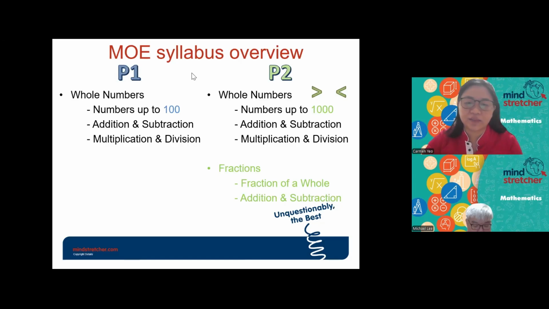So you see the same thing repeats itself in primary 2. But now, instead of numbers up to 100, they will learn numbers up to 1000. In primary 2, the numbers will be much larger. They will learn the addition and subtraction algorithm of these larger numbers, as well as a more in-depth concept of multiplication and division. They will start to learn the multiplication table. That's for the whole number part.